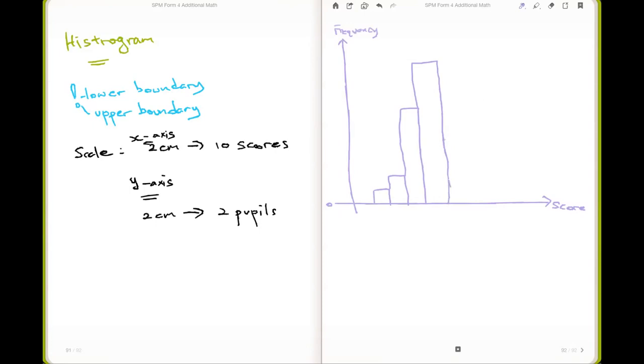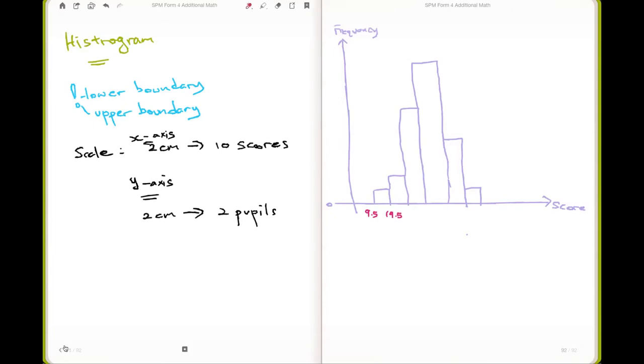And then I don't have a graph paper, that's why it's not up to scale. But if you were to have a graph paper there, then this is how it should look like. Most importantly is the lower boundary. Instead of 10, you should use 9.5. Instead of 20, 19.5.